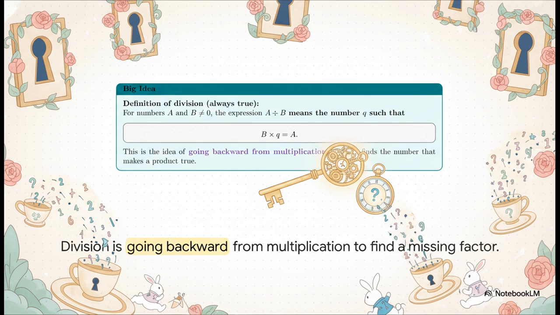At its absolute core, a problem like a divided by b is just asking a question. It's asking, hey, what number, we'll call it q, do I need to multiply by b to get back to a? See? Division isn't its own thing. It's just the reverse of multiplication. It's all about finding the missing piece of a multiplication puzzle.